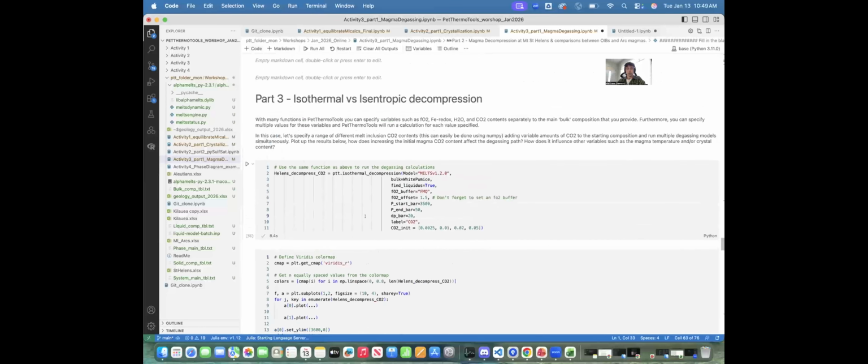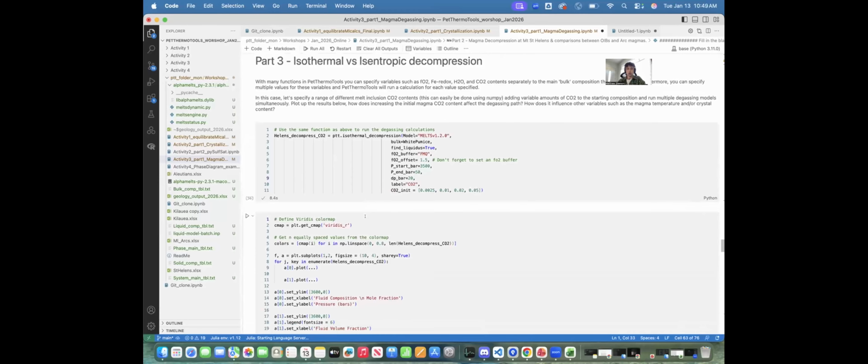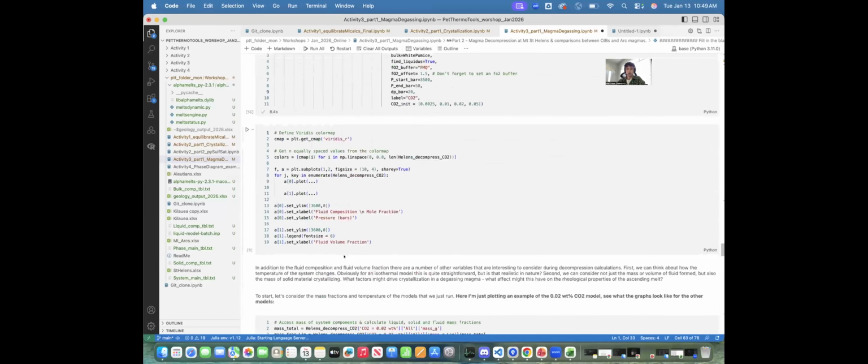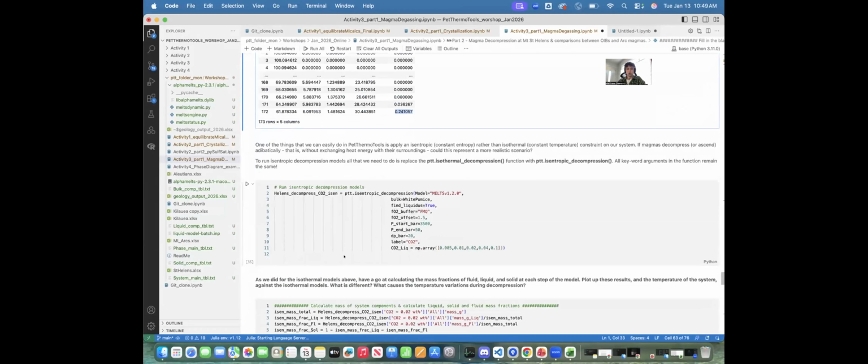We can leave this notebook for you guys to run through and have a go at doing these final few plots. And also we have the option of running isentropic decompression. So this is if your decompression is truly reversible, holding the entropy of the system constant. There is also in the future going to be the possibility of running isenthalpic decompression as an alternative as well, depending on what you want to do and what you think is the most accurate for your system.